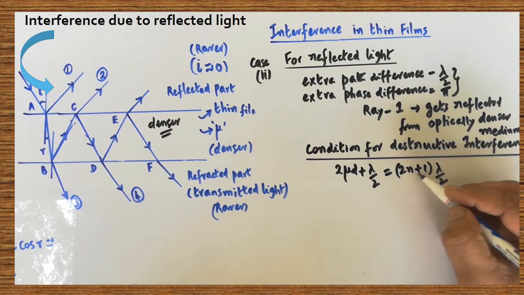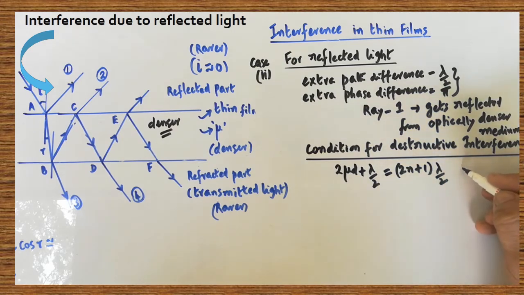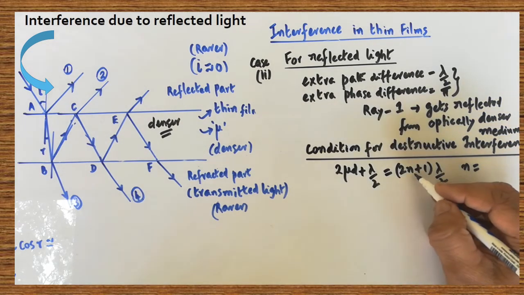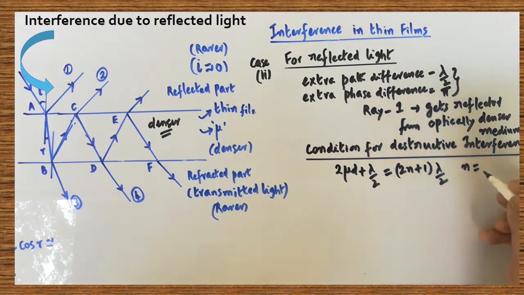If you use (2n plus 1) lambda by 2, don't start from 1. It should be started from 0. Make a note, this is very important. So if you use that (2n plus 1) lambda by 2 for destructive interference, don't start from 1. It should be started from 0, 1, 2 and so on. Like that we can write.